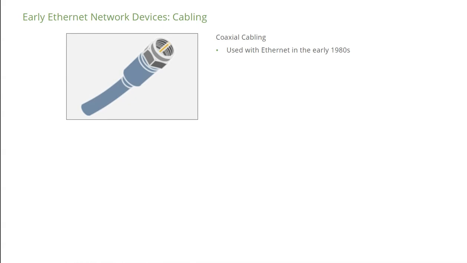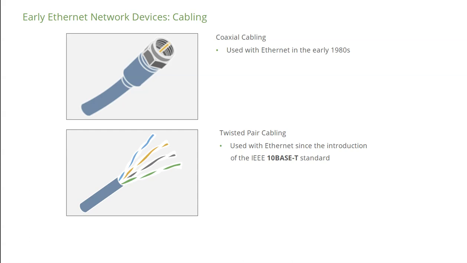Ethernet networks were originally implemented with coaxial cabling. With the introduction of the IEEE 10BASE-T standard in the late 1980s, Ethernet networks started using twisted pair cabling. Click the Additional Information button to learn more about the 10BASE-T standard.